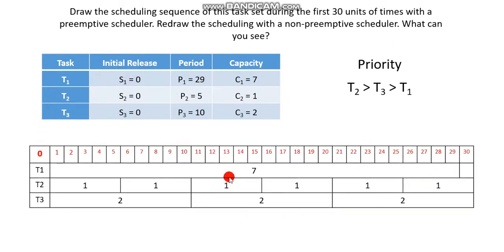Let's look at the table below. Here, let's look at T2. The period of time of T2 is 5 and the capacity is 1. So, it will execute 1 unit of T2 in every 5 interval.